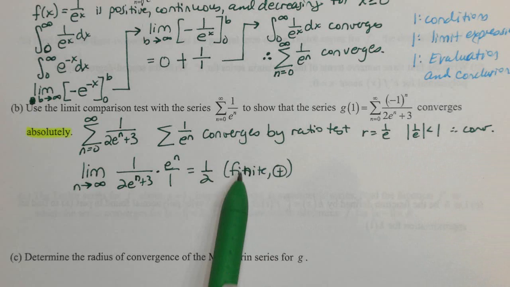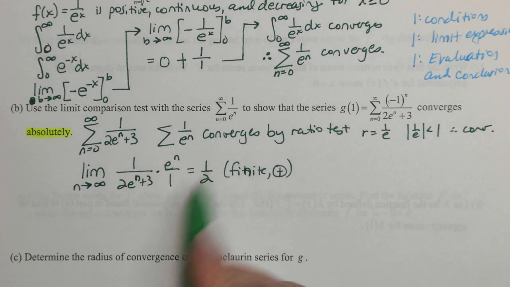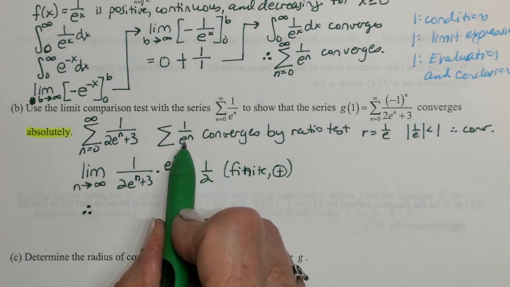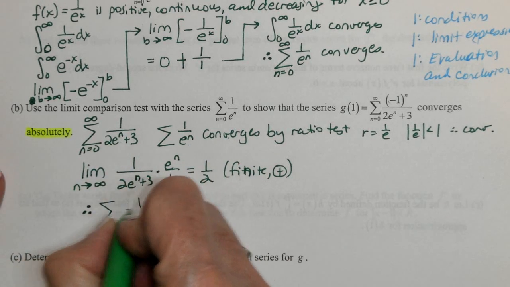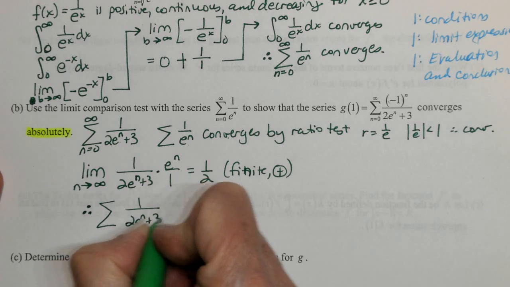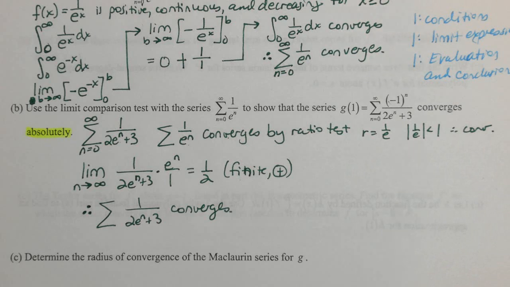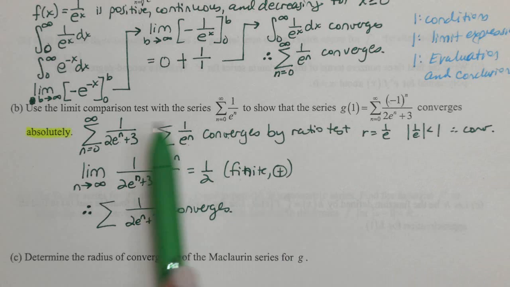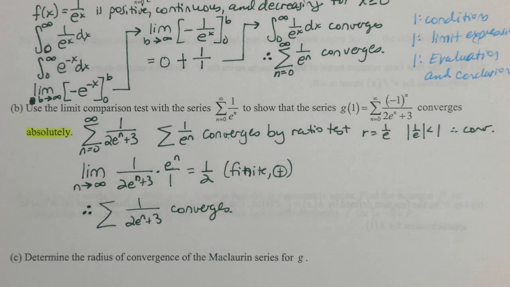Okay, anyway, you do not have to say that it is finite and positive. Just saying that it is 1/2 is plenty. I can say, therefore, since this one converges, this one will converge as well. Now, in this question, they did not say that I had to state the conditions, so I don't have to. If you're nervous and you want to state them anyway, go for it.